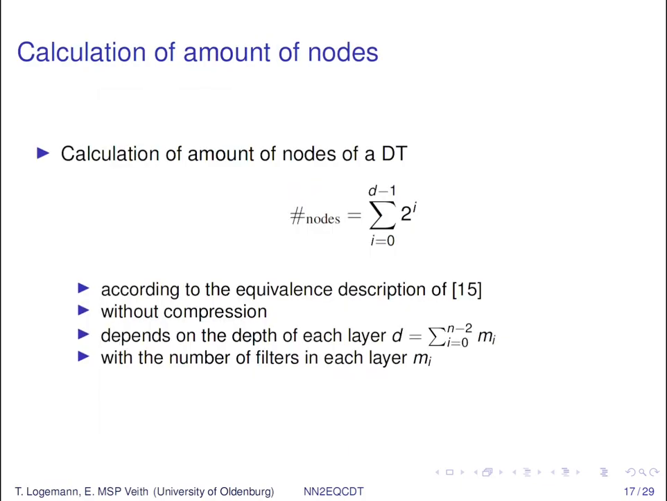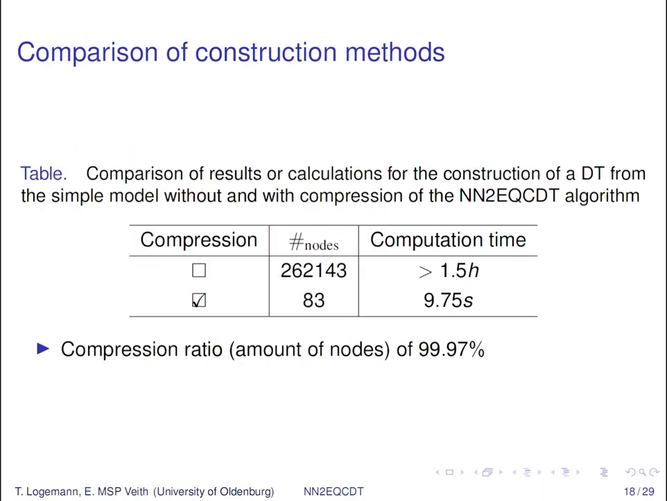The decision tree of the equivalence description can be calculated by this formula. Here you can also see that it grows exponentially with the 2 to the power of I term. For this simple example, we did not measure the actual computation time because it took longer than 1.5 hours, and we only wanted to show that the NN2EQCDT algorithm is significantly faster with only 10 seconds and creates a small decision tree with only 83 nodes in comparison to the calculated over 260,000 nodes without compression. This leads to the compression ratio of overall 99.97% in terms of the amount of nodes.